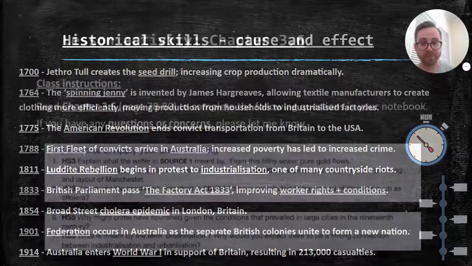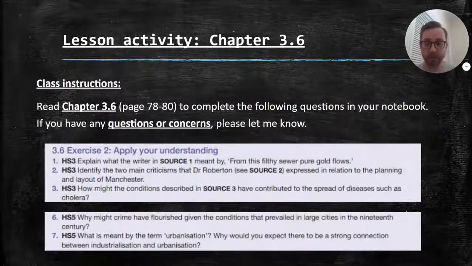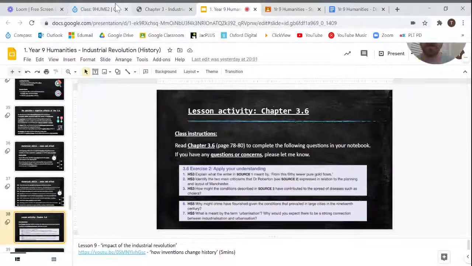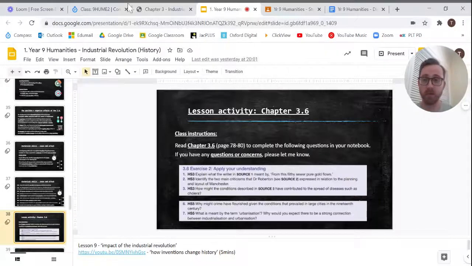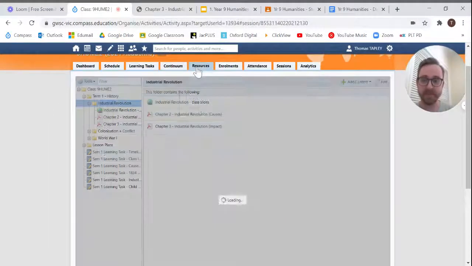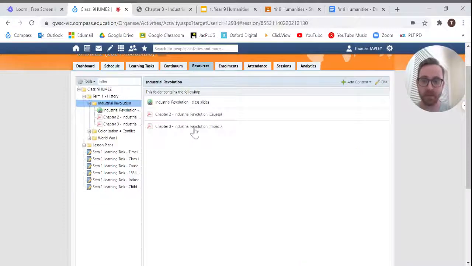Now, what we're going to be doing for most of this lesson today is reading through chapter 3.6, which is only 2 pages, pages 78 to 80. I'll show you what that looks like in your textbook. And again, you can access your textbook. Whoops, my face is hidden, which is probably a good thing, but there it is. You can access your textbook in Compass Resources. There you go. So we want chapter 3.